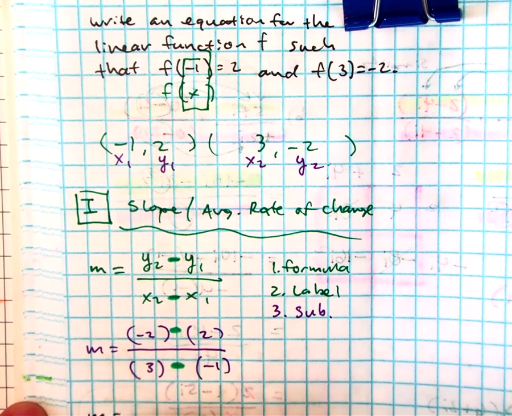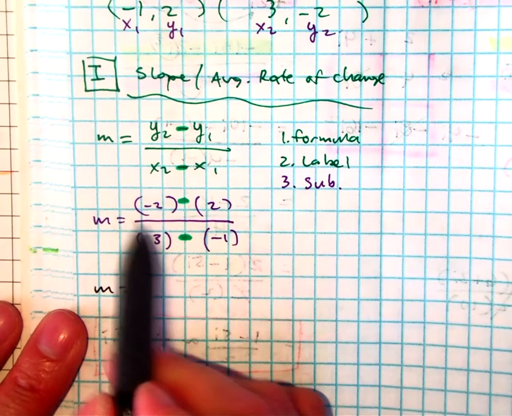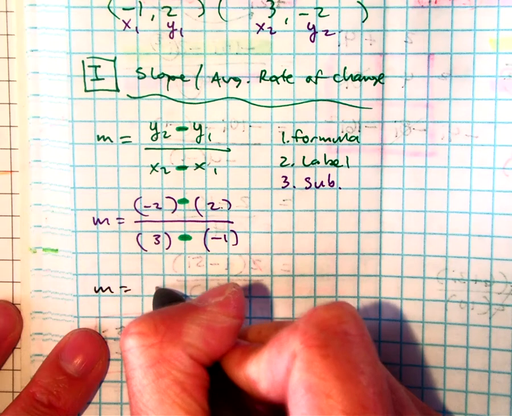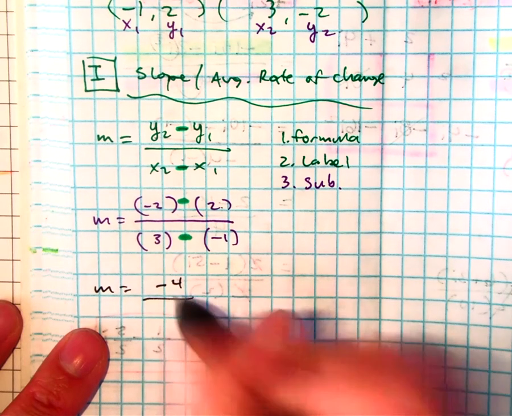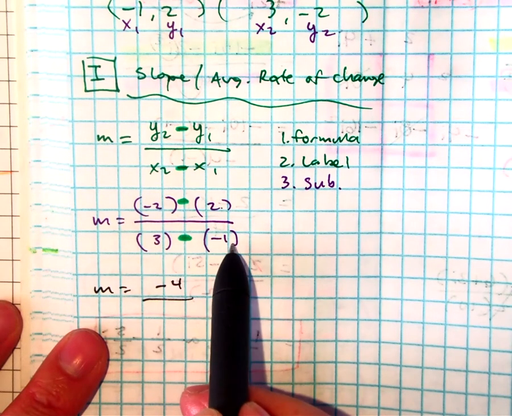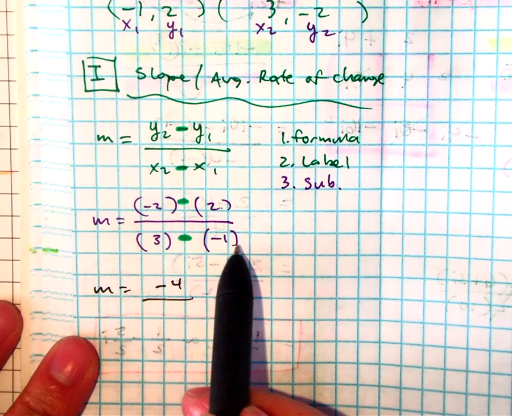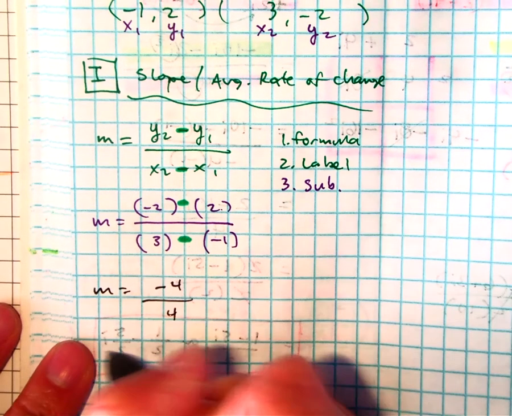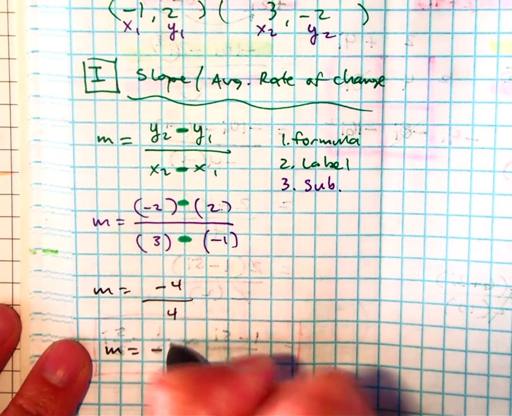Let's go through and just simplify. Negative 2 minus 2 is negative 4. And 3 minus a negative 1 becomes 3 plus 1, which is 4. So my slope is negative 1.